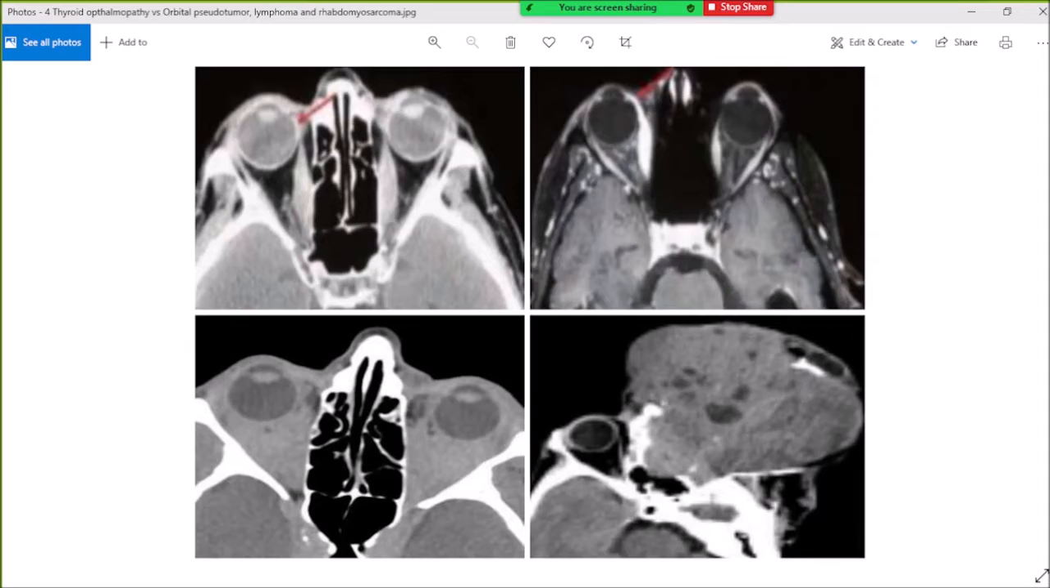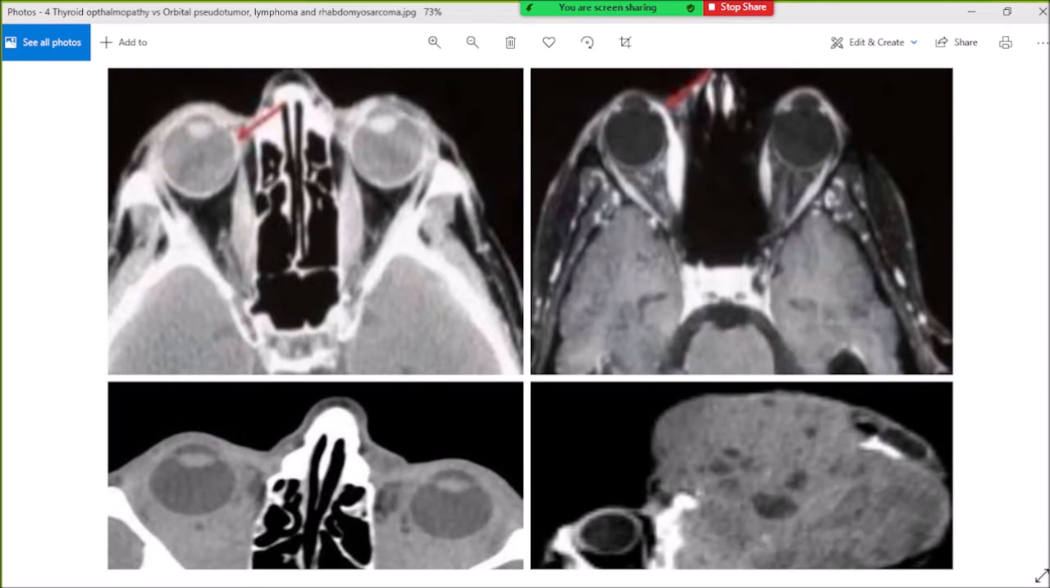Okay, look at the disease now. Thyroid ophthalmopathy is usually bilateral, with bilateral exophthalmos, and both muscle bellies are involved on both sides. It does not involve the tendon insertion. Only muscle bellies are involved. In pseudotumor, usually only one extraocular muscle is involved, and it includes diffuse involvement of the tendon and the muscle belly.